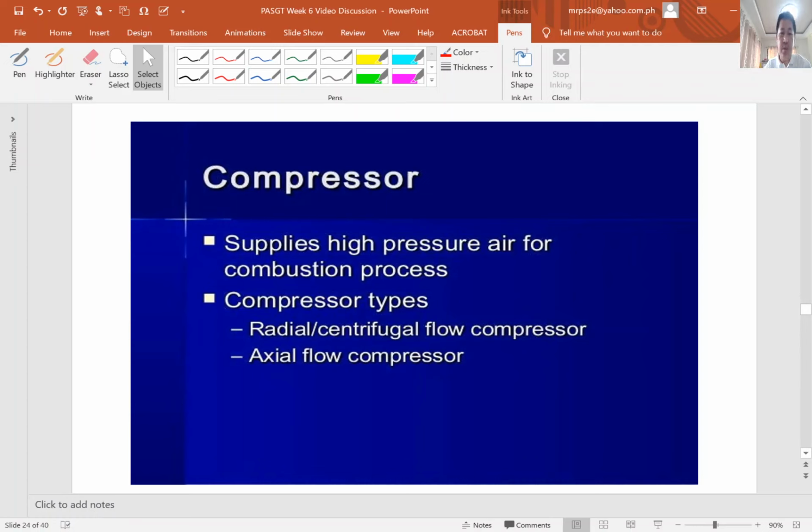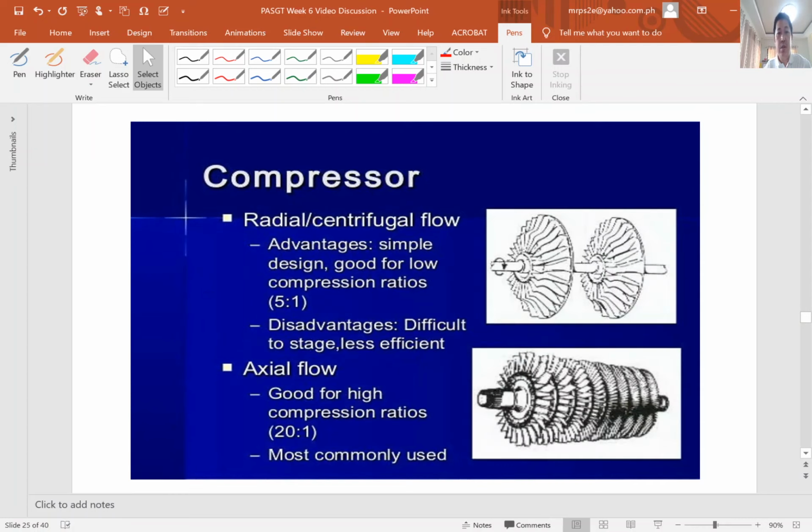We have compressor types. We have the radial or centrifugal flow compressor and the axial flow compressor. Compressor, this is radial. Advantages: simple design, good for low compression ratios, 5:1. Disadvantages: difficult to stage, less efficient. For the axial flow, here, axial flow, good for high compression ratios, 20:1, most commonly used.